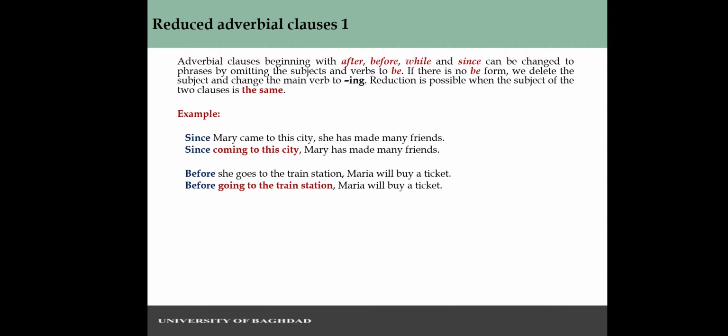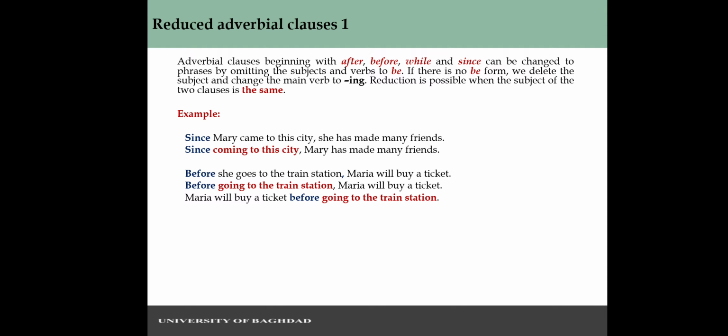Another example. Before she goes to the train station, Maria will buy a ticket. We have Maria and she. So we have the same subject. Here the two clauses are talking about the same person, the same subject. So we can here reduce the adverbial clause into a modifying phrase.